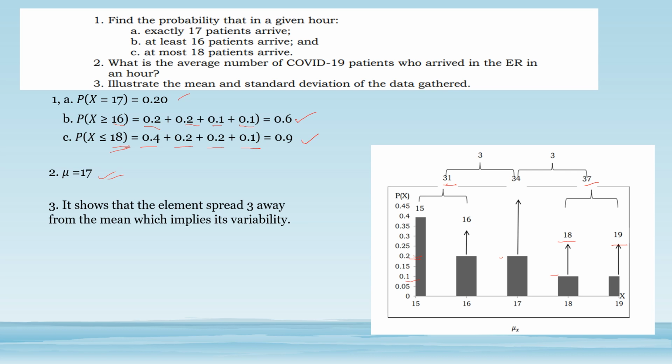31 plus 37 divided by 2 will give us 34. Or in short, 31 plus 34 plus 37 divided by 3 will give us 34. And then, getting the difference of 34 and 31 will give us 3. And 37 and 34 will give us also 3. As you can see, they are the same. It shows that the elements spread 3 away from the mean, which implies its variability.